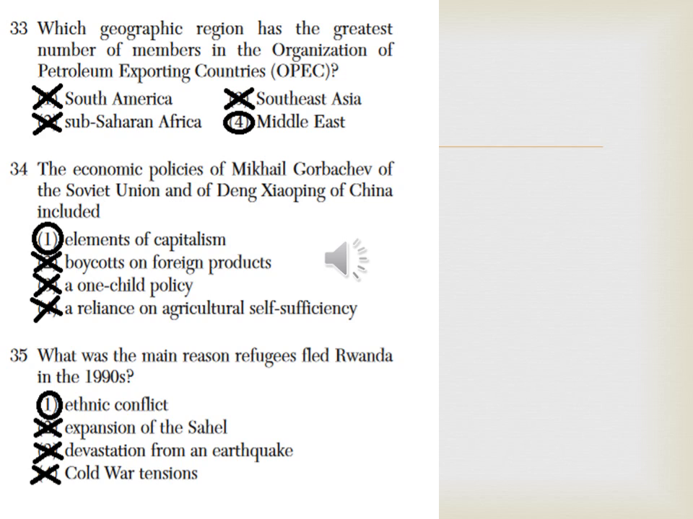Alright, question number 35. What is the main reason refugees fled Rwanda in the 1990s? Is it 1. Ethnic conflict? Is it 2. Expansion of the Sahel? Is it 3. Devastation from the earthquake? Or is it 4. War tensions?